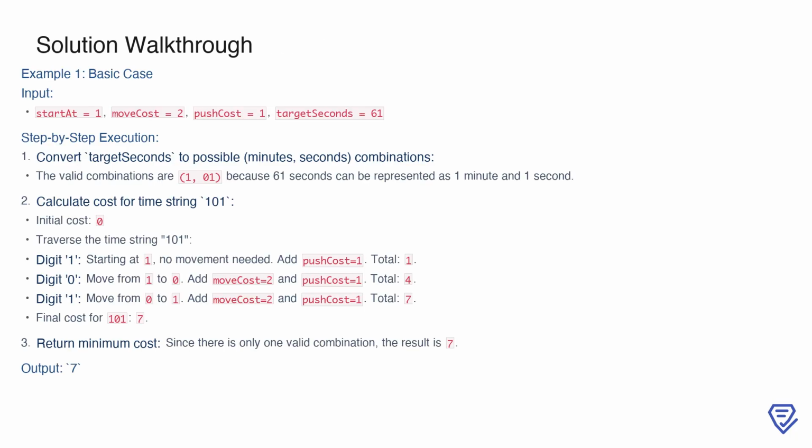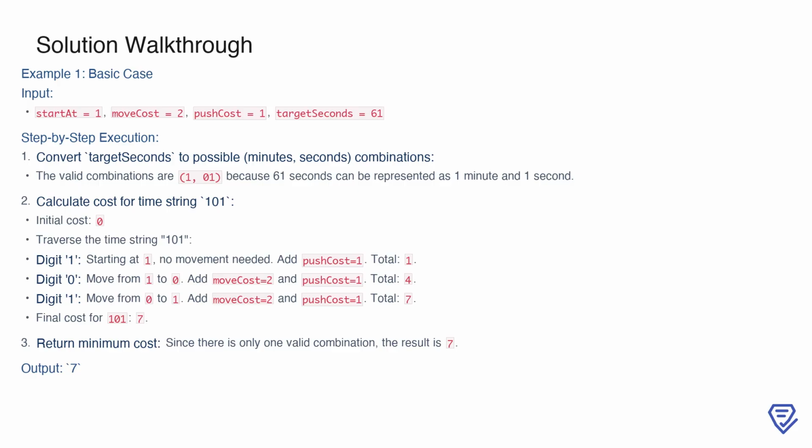Here, we start with a basic example where the input parameters are startAt equals 1, moveCost equals 2, pushCost equals 1, and the targetSeconds is 61. The first step is to convert the target seconds into valid combinations of minutes and seconds. In this case, 61 seconds translates to 1 minute and 1 second, so the only valid time string we can form is 101. Next, we calculate the cost to input this time string.